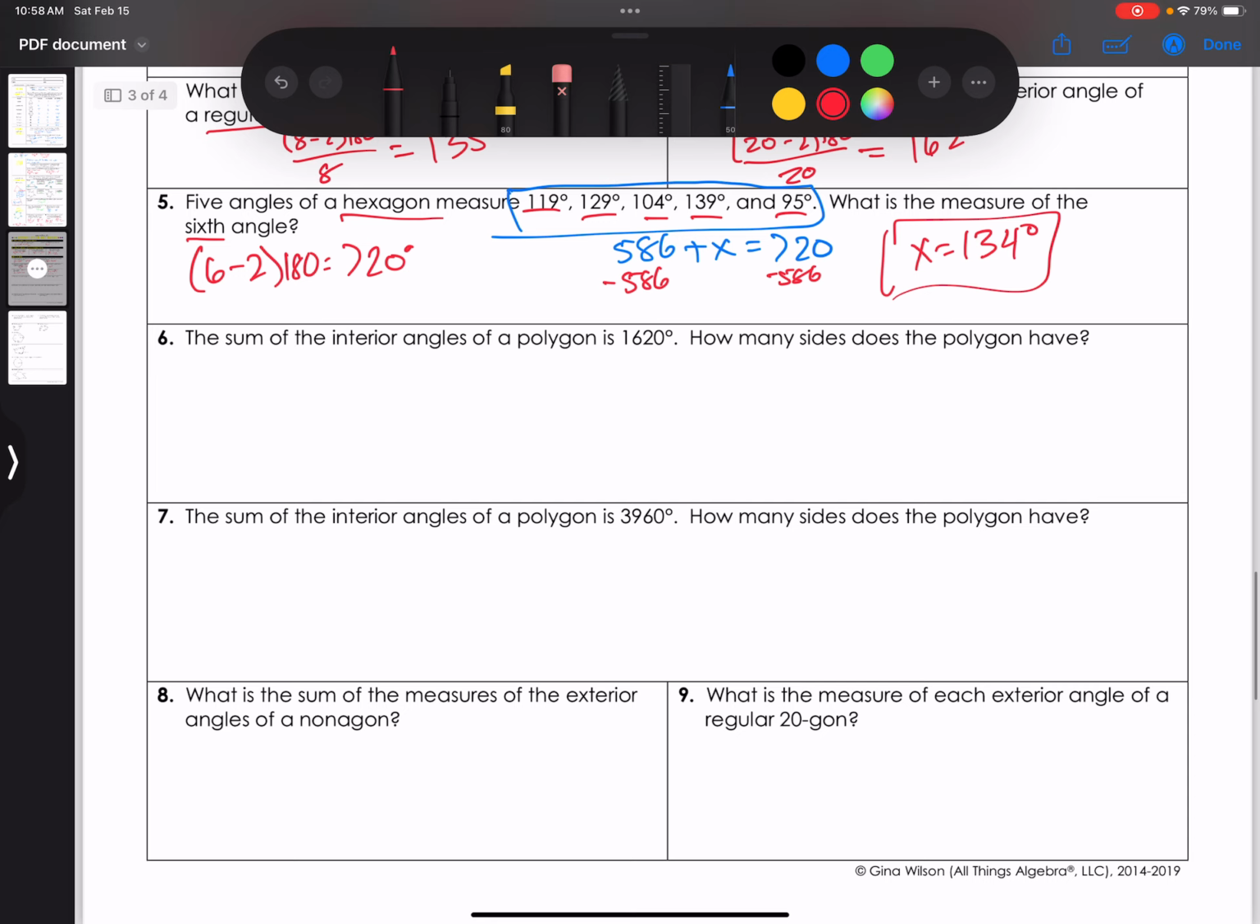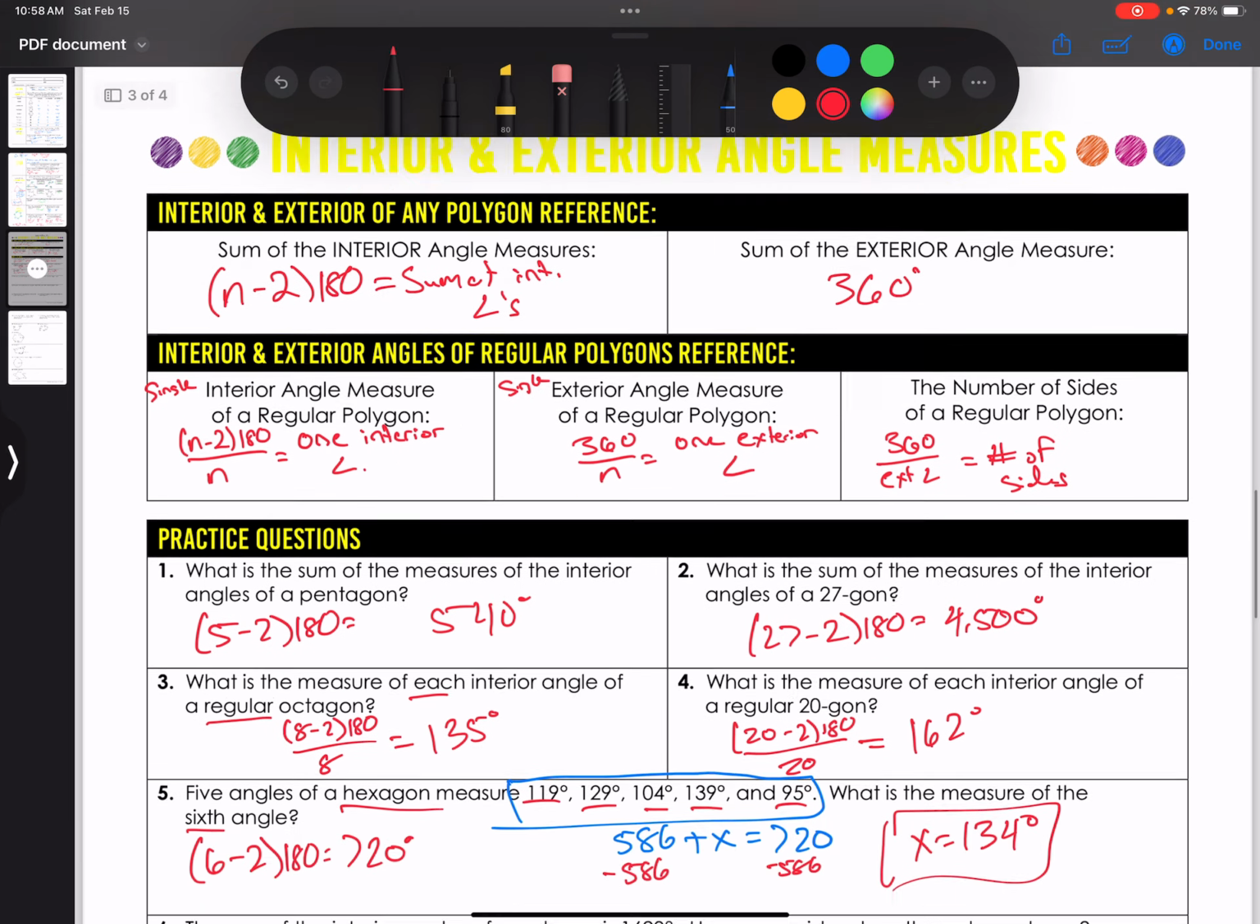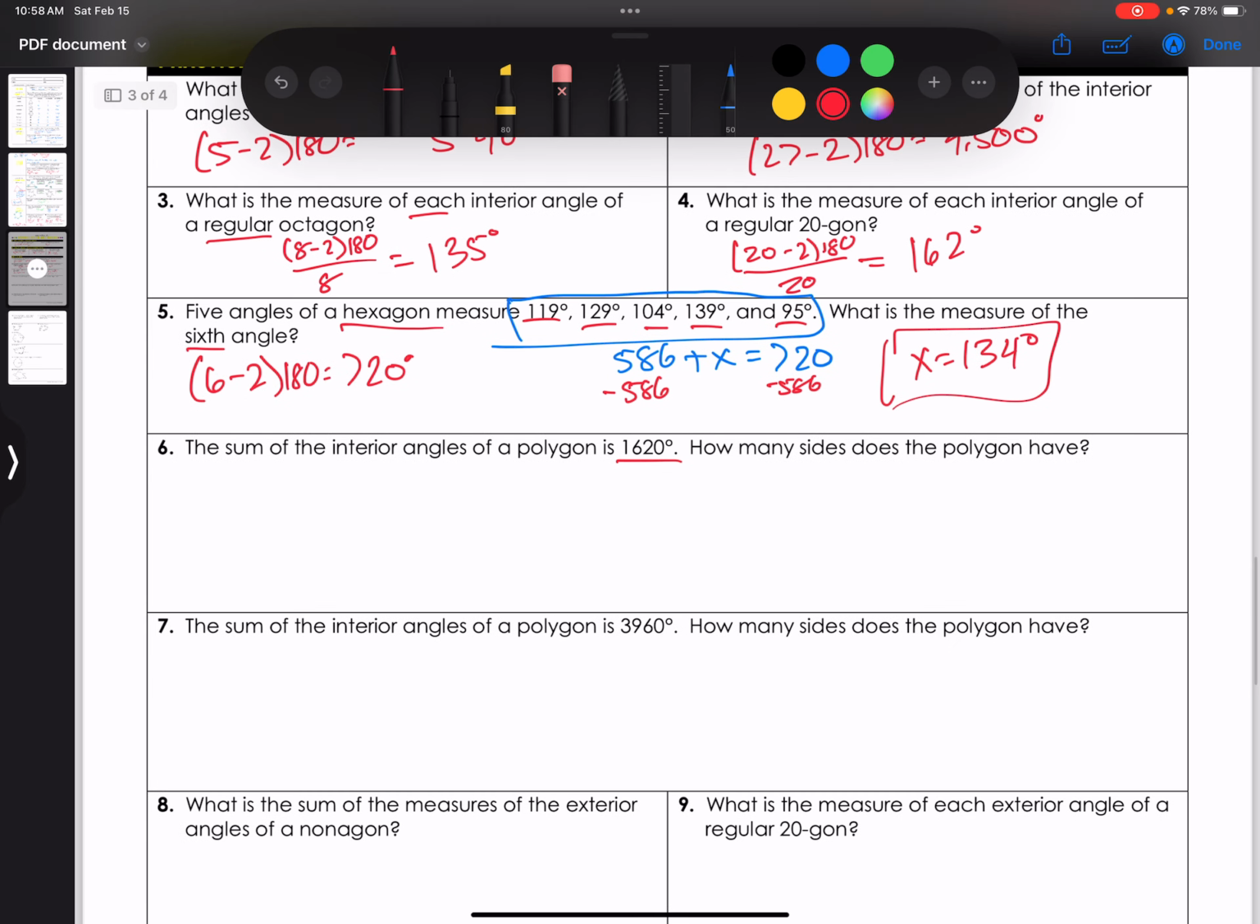All right, next up, we're going to flip things around. The sum of the interior angles of a polygon is 1620. Remember our formula was the number of sides minus 2 times 180 gave us the sum. In this problem, I'm giving you the sum. So we have n minus 2 times 180 is equal to 1620, and we want to solve this for n.